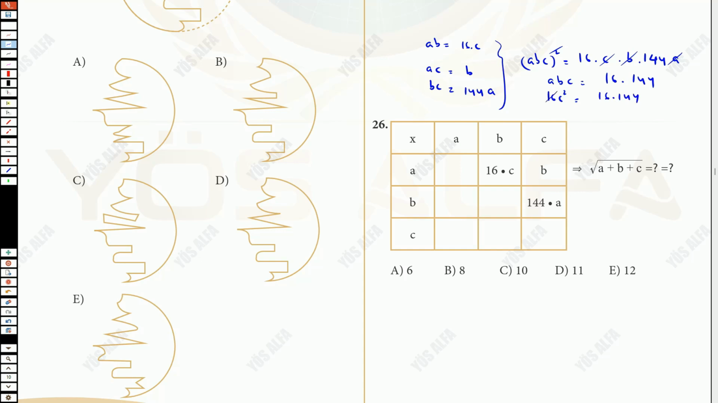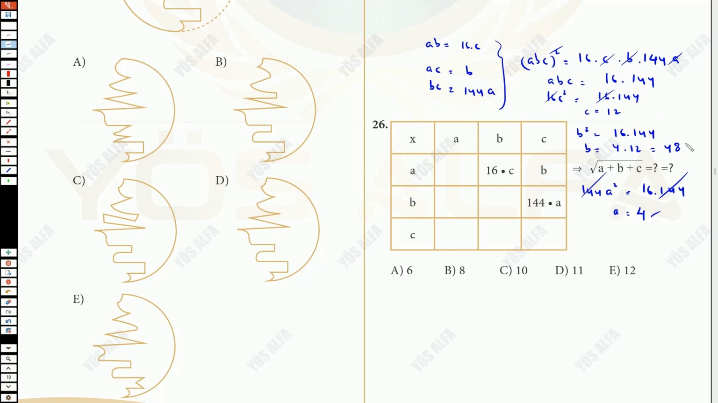From here, the 16s cancel out each other, so we are left with C equals 12. So plugging in AC equals B into this expression, B squared is equal to 16 times 144. So B is going to be 4 times 12, which is 48. So plugging in BC equals 144A into this expression again, we have 144 A squared is equal to 16 times 144. So these cancel out each other. So A is going to be 4.